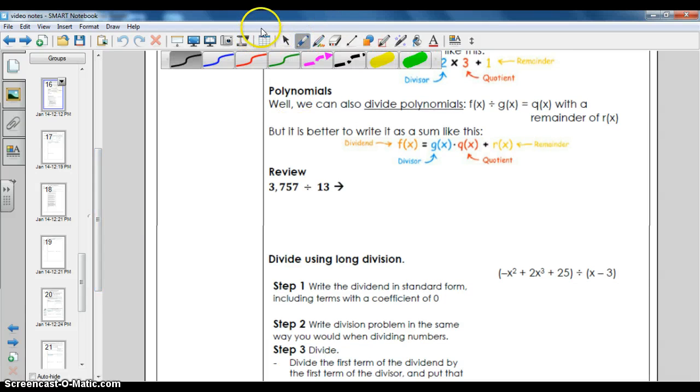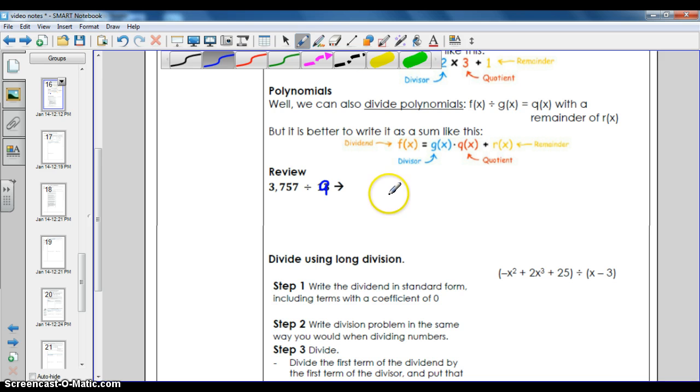Let's review long division. Let's make it a little simpler though. Let's go ahead and change this to a 9. So how we set it up is we put the 9 out front. Let's go ahead and do it over here. What we are actually dividing it by. Then we have our little bracket here. What we're dividing. And that is 3,757.